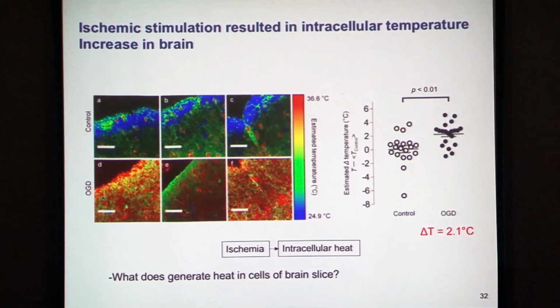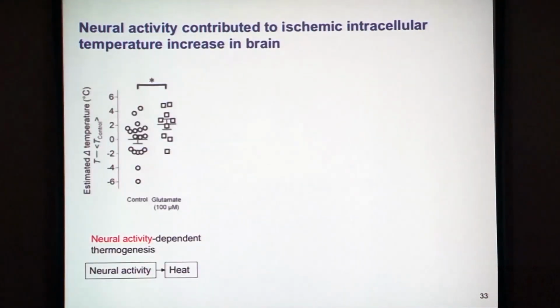They calculate the temperature difference to be 2.1 degrees, which is significantly higher and enough for activating TRPV4. Because TRPV4 opens at a temperature of like 38 or 40, and when you think of the body temperature, this temperature is enough for activating TRPV4. So ischemic condition results in intracellular heat production, and also heat production coming from neural activity.